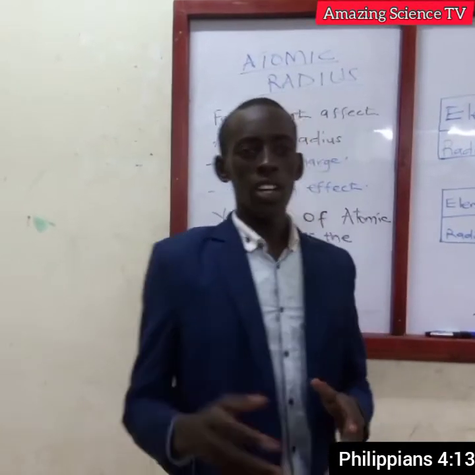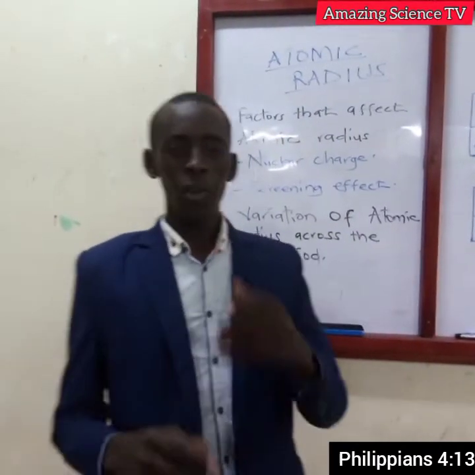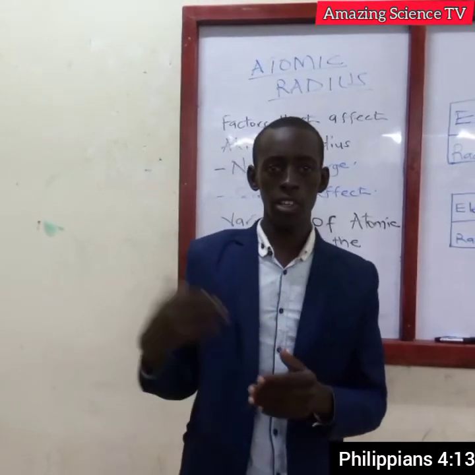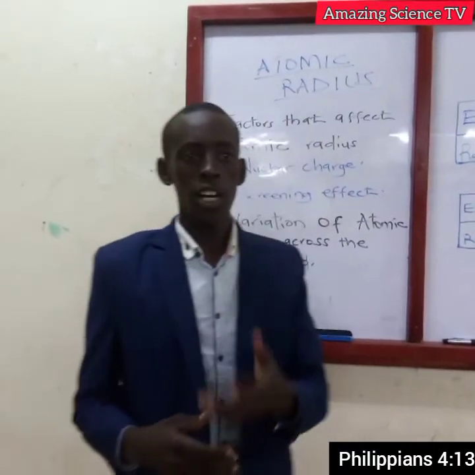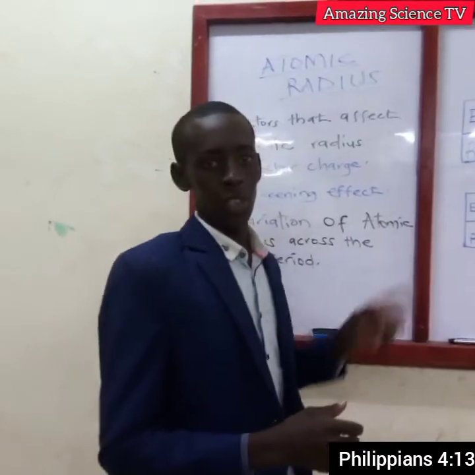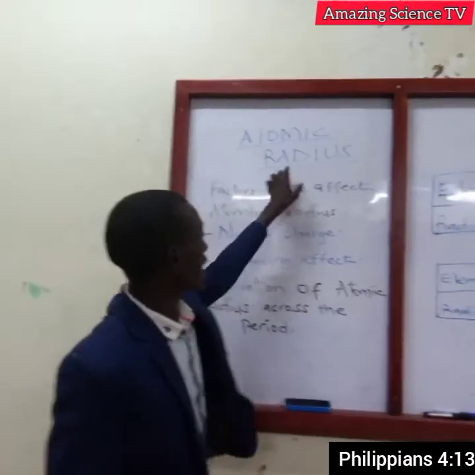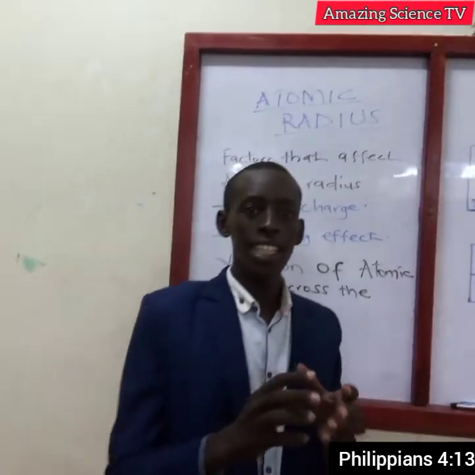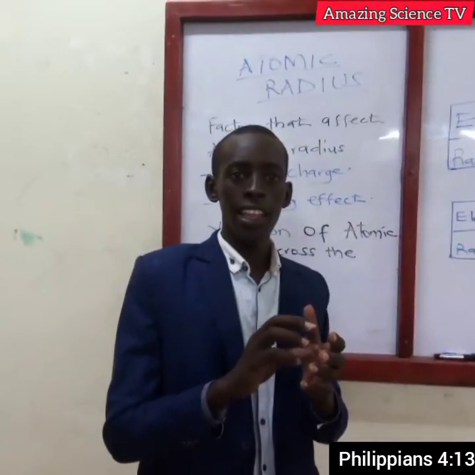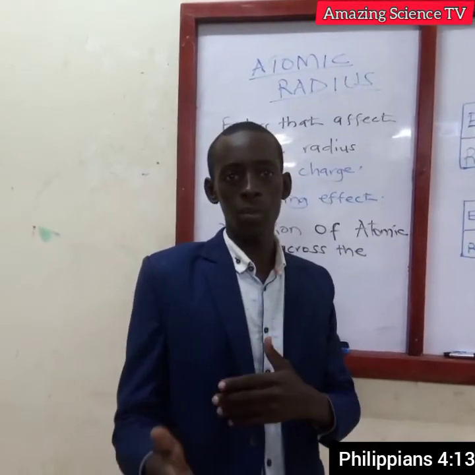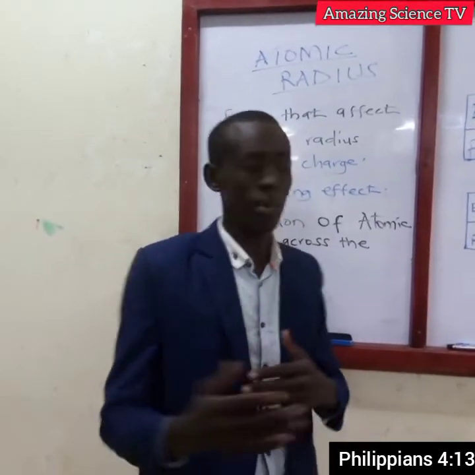So today we are going to be looking at, we earlier on looked at the physical properties in periodic chemistry. So today we are going to specifically talk about atomic radius as one of the physical properties. Atomic radius, we said, is the distance between two neighboring atoms, between the nuclei of the two neighboring atoms.